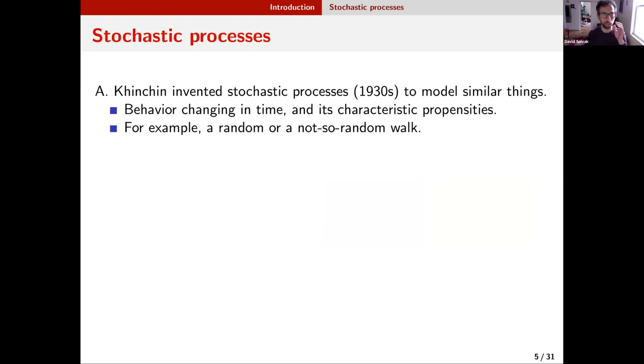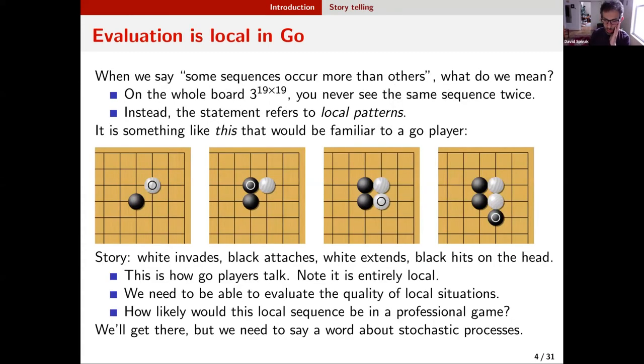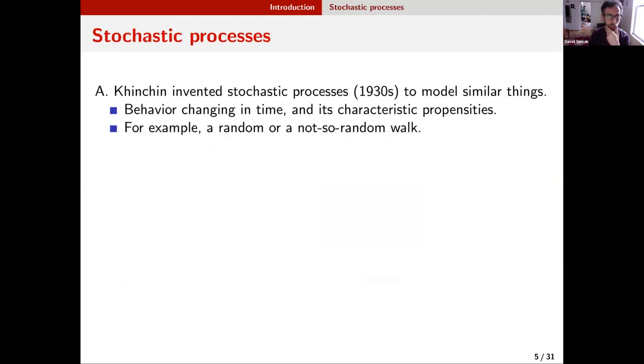But I want to talk about stochastic processes, just because these are what this talk is related to. So before we go on to the main point, I just want to talk about how it relates slightly. Alexander Khinchin invented stochastic processes in the 30s to model similar types of things, namely behavior changing in time and its characteristic propensities. So for example, a random or a not so random walk, we want to be able to talk about how it behaves through time.